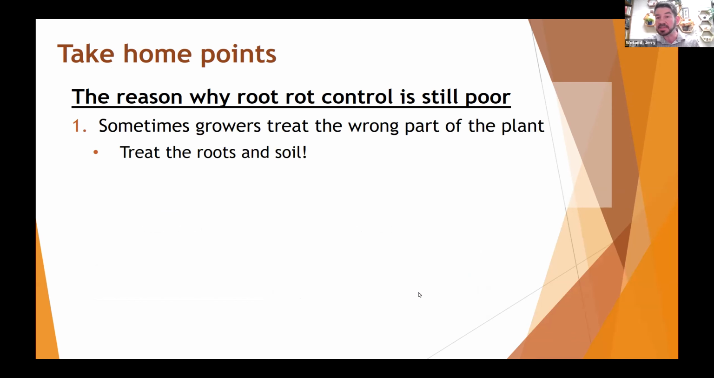So the take-home points that I really want you to go home with: sometimes growers are treating the wrong part of the plant. By applying the fungicides to the foliage, you're not necessarily going to get good control of root rot pathogens down in the soil. There's just not enough of that product going down into the root system to provide good prevention there.